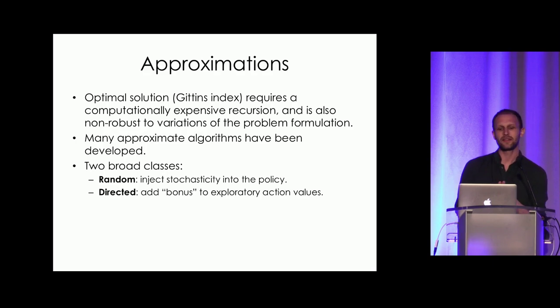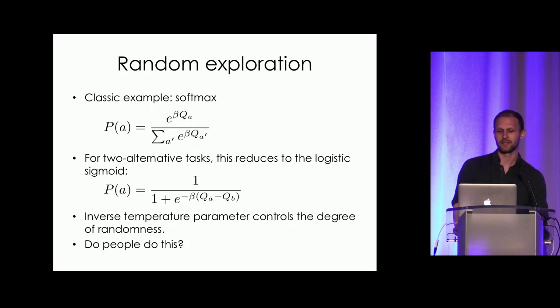And I'm going to classify these into two broad classes. One is the class of random exploration algorithms, and the idea here is that you're going to inject stochasticity into the policy, and that's going to force the policy to explore options that it wouldn't have otherwise. And then there are directed exploration algorithms that add some kind of bonus to exploratory action values. So let's start with the random class.